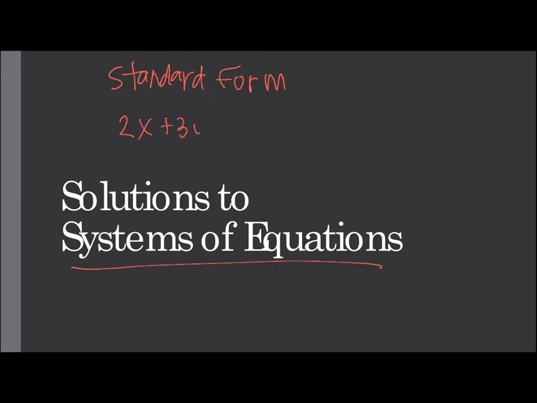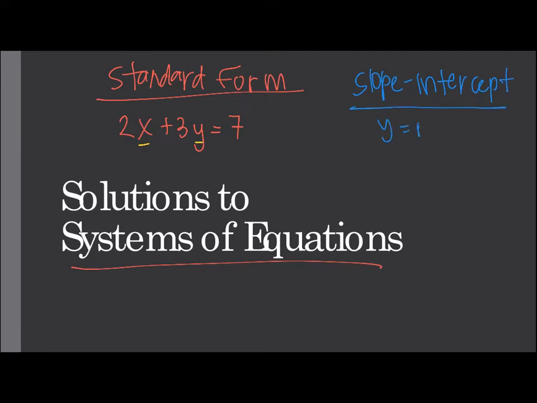2x plus 3y equals 7. That's standard form. The x and the y are on the same side of equals. The other form that we've talked about is slope-intercept. And slope-intercept is y equals mx plus b. M represents the slope, and b represents the y-intercept. That would be where your line crosses the y-axis.